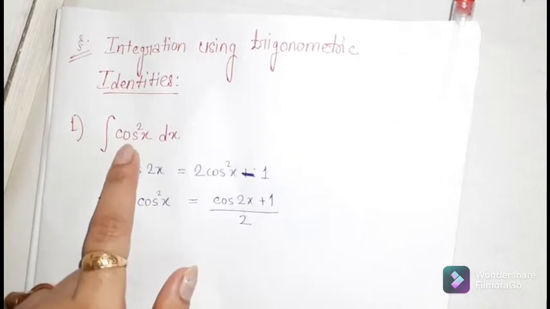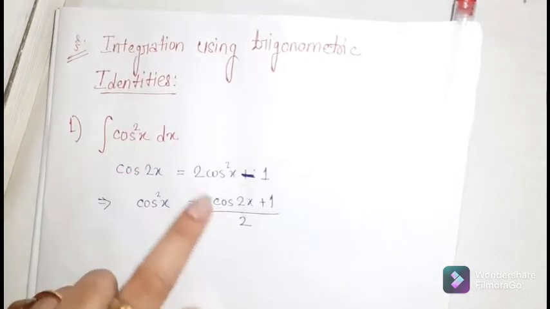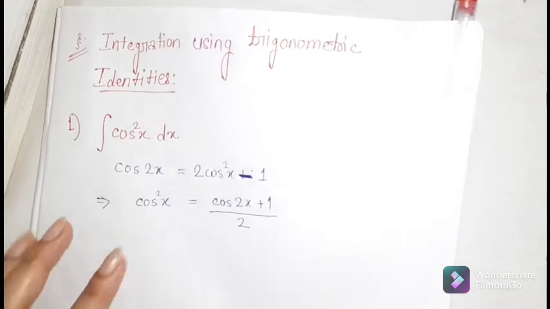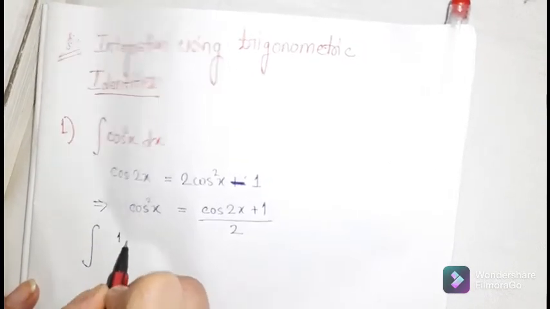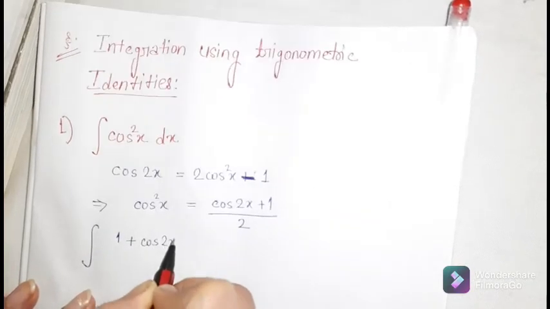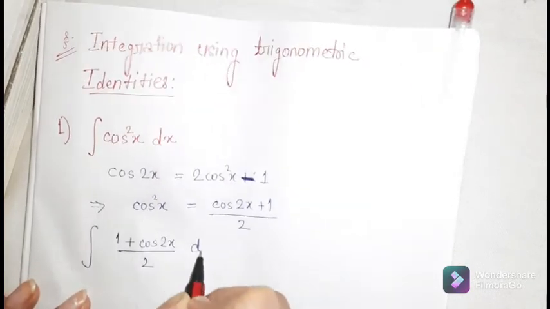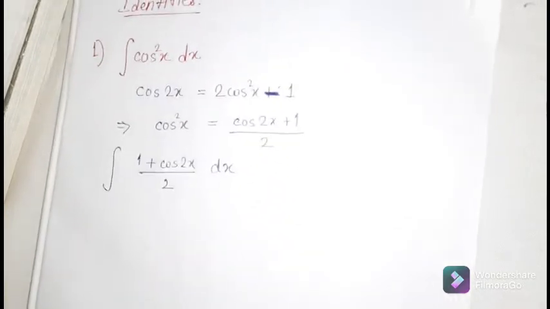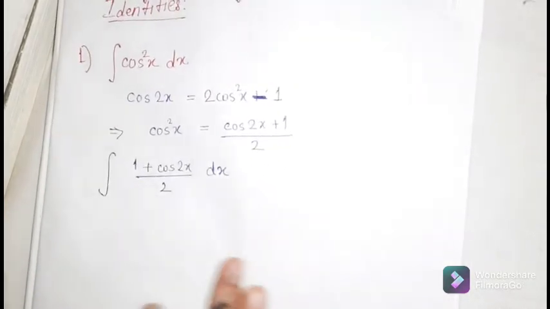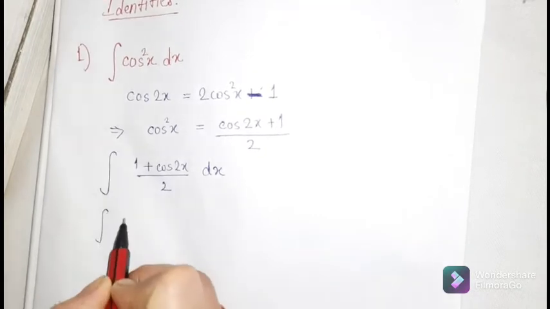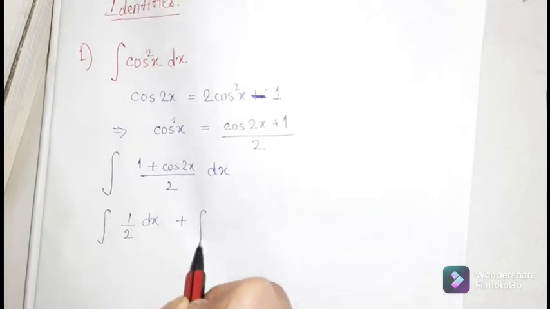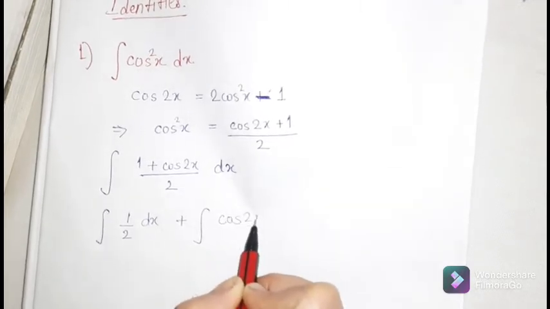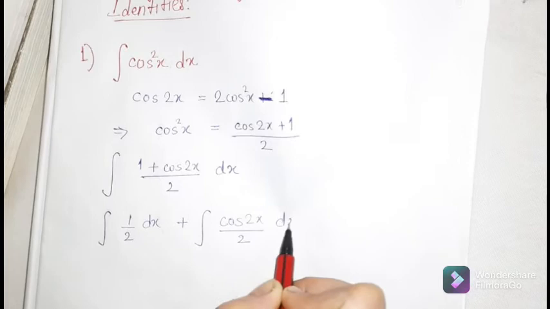Now in place of cos square x in the question we write this value. So we get the integration of 1 plus cos 2x divided by 2 dx. Now it becomes easier to integrate. We get half dx plus the integration of cos 2x by 2 dx. I separate these two functions.